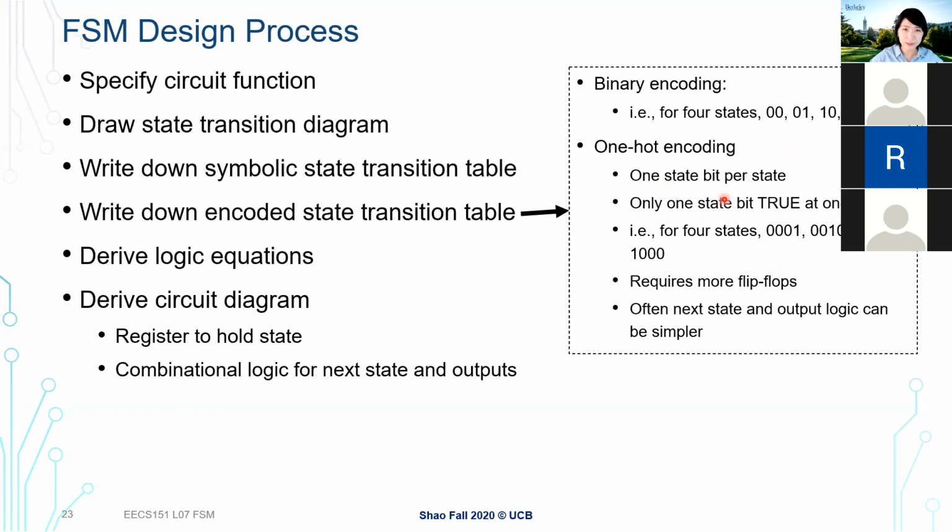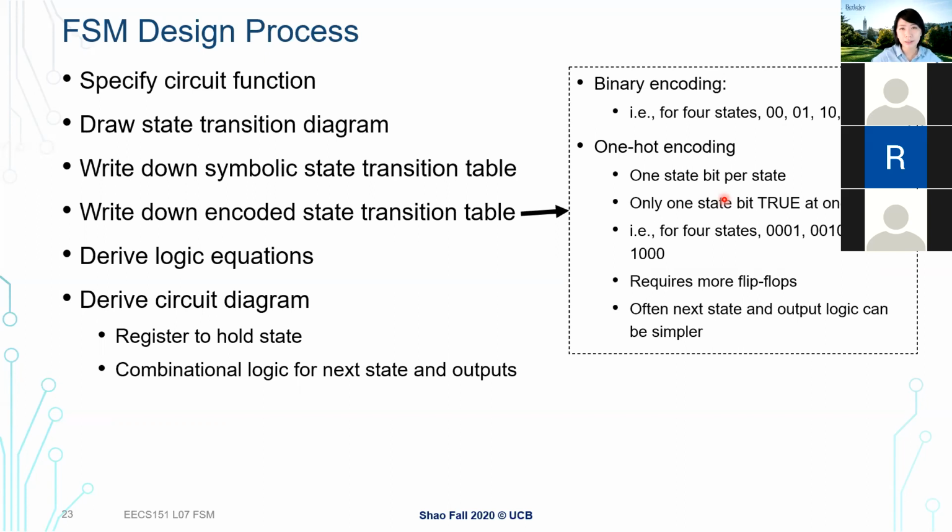You may already notice you need more flip-flops to store that. So instead of 2 flip-flops, you need 4 flip-flops to store it. But depending on the encoding, when we have this encoded state transition table, you may see different Boolean expressions to express the transition.